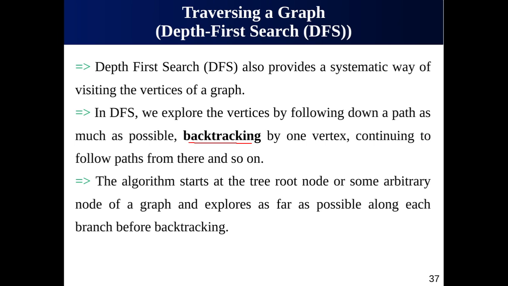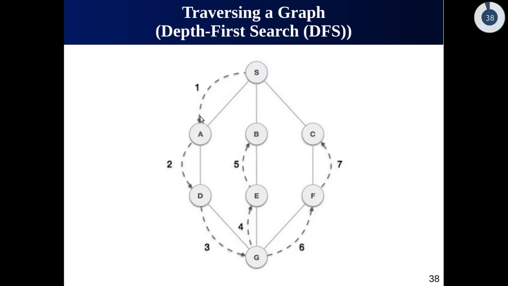We will explore the vertex by following down a path. As it is a depth first search technique, we need to explore the vertex by following down a path as much as possible. But then we have to backtrack by one vertex, continuing to follow paths from there and so on. In a similar way, this algorithm will start at the tree root node if it is a tree, or any other arbitrary node if it is a graph, and then it will explore as far as possible along each branch before backtracking. If the theory is not clear, let us see an example.